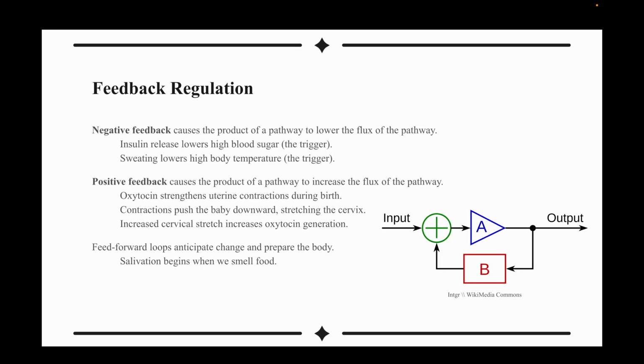Negative feedback causes the product of a pathway to lower the flux of the pathway. If we look at this diagram on the bottom right here, we can see that with negative feedback, we will have some kind of input, which will increase the output, and then as the output is increased, it'll negatively feed back on the input to lower it, and then as the input is lowered, eventually the output will be lowered too.